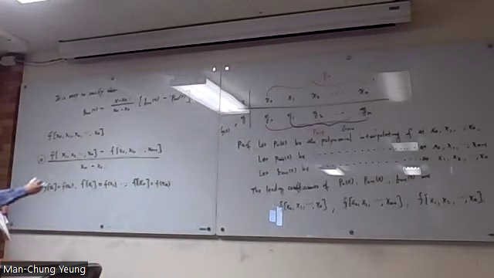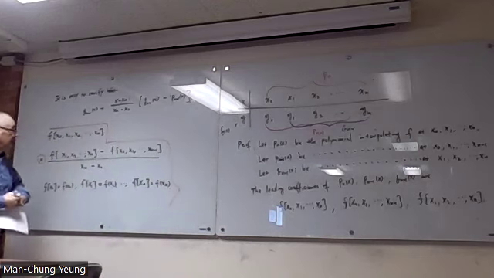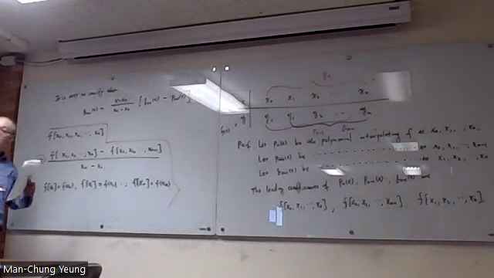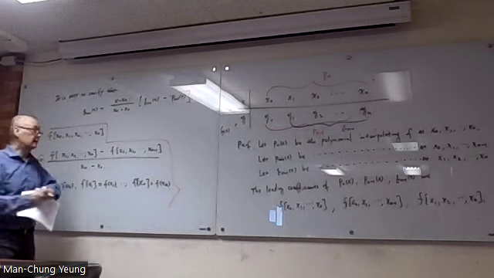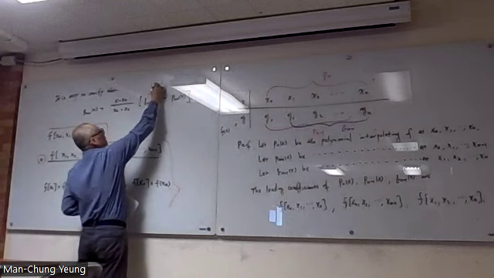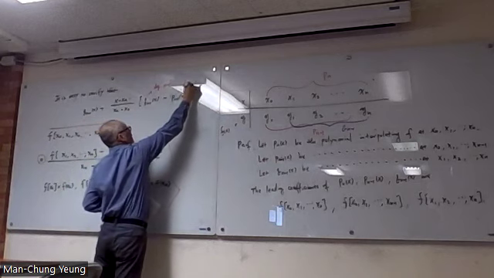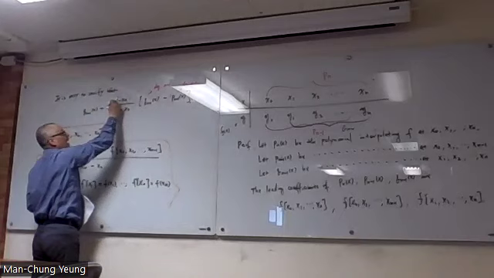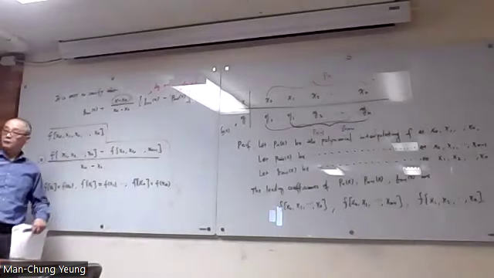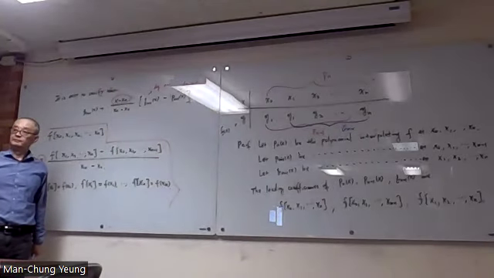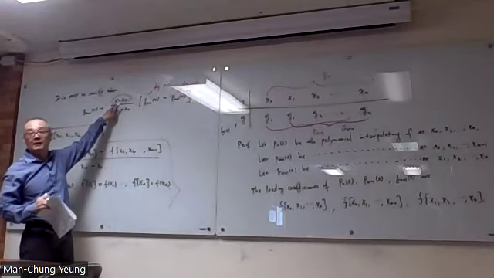Let me write this again. The degree of this polynomial is n, because one factor has degree n minus 1 and it is multiplied by a factor of degree 1. So this polynomial has degree n.